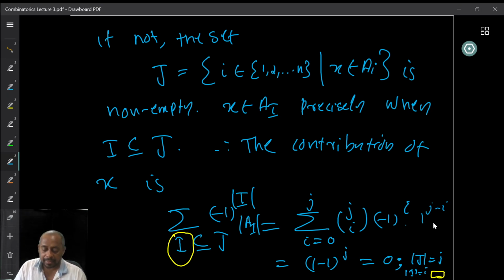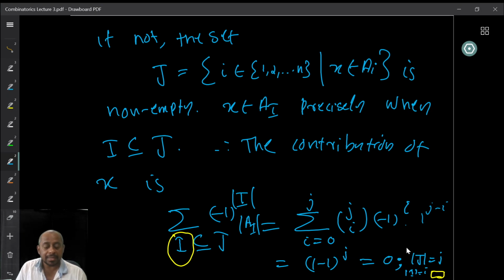So this is basically a binomial expansion, right? Using the binomial theorem, we see that this is basically the expansion of (1 minus 1) raised to j. Right? (1 minus 1) raised to j is precisely the summation i equal to 0 to j of j choose i, minus 1 raised to i, and 1 raised to j minus i. But 1 minus 1 is 0, therefore this total sum is going to be 0.